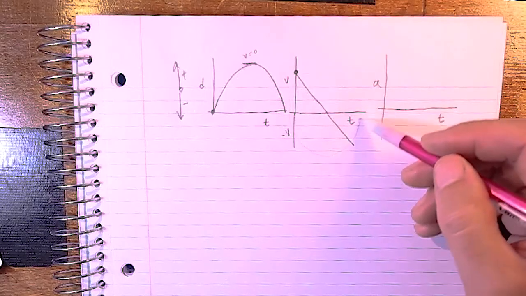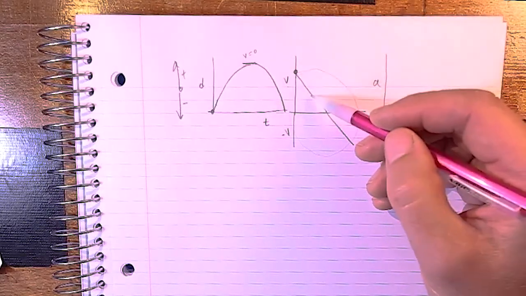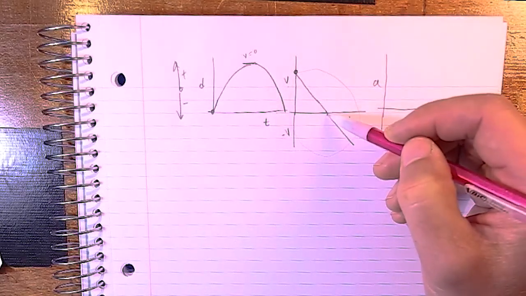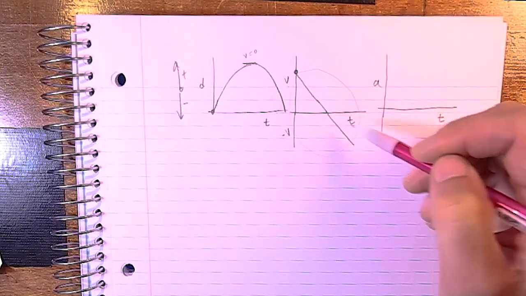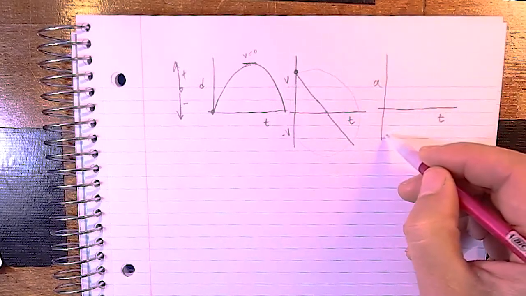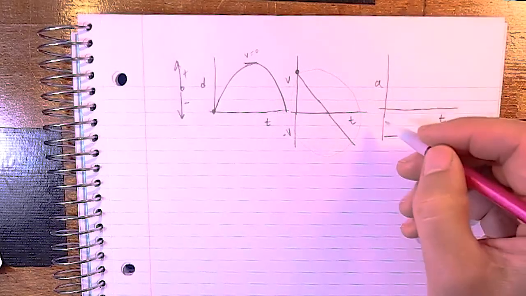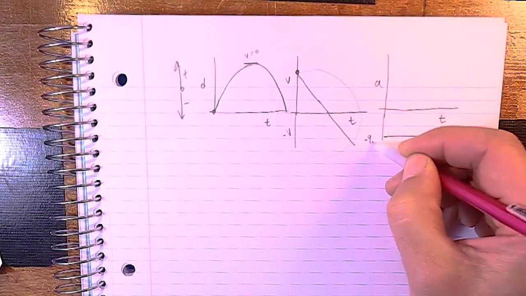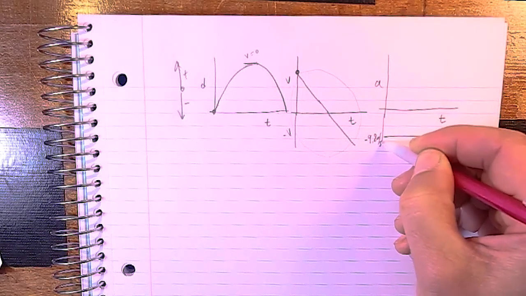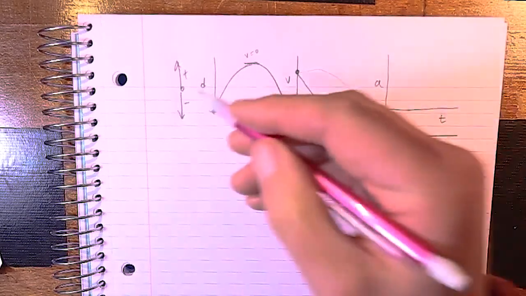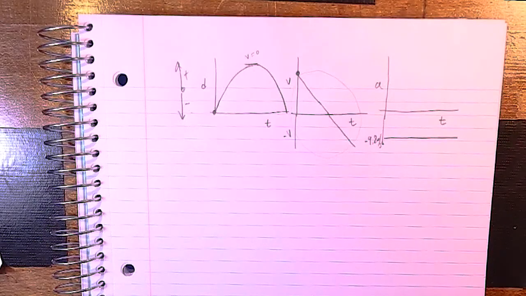Interestingly enough, the slope of this line is constant, whether it's moving up, whether it's at 0, or whether it's moving down. A constant slope means a constant acceleration, and this value right here is actually going to be negative 9.8 meters per second squared on Earth if we call down to be negative.